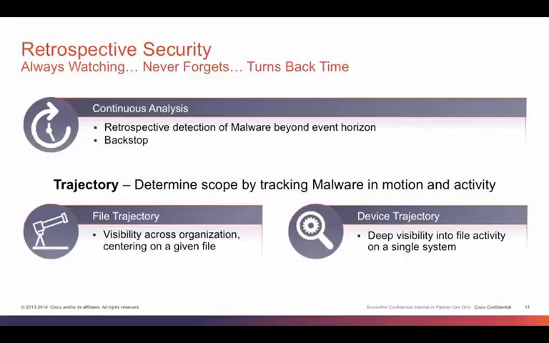This trajectory allows us to let customers determine the scope of an outbreak and to be able to track malware or suspicious files across the network at the system level. Previously, it was only available as part of FireAMP. This feature has been extended into SourceFire's advanced malware protection solution on the network as well. Trajectory is analogous to having a network flight recorder for malware, recording everything it does everywhere it goes.